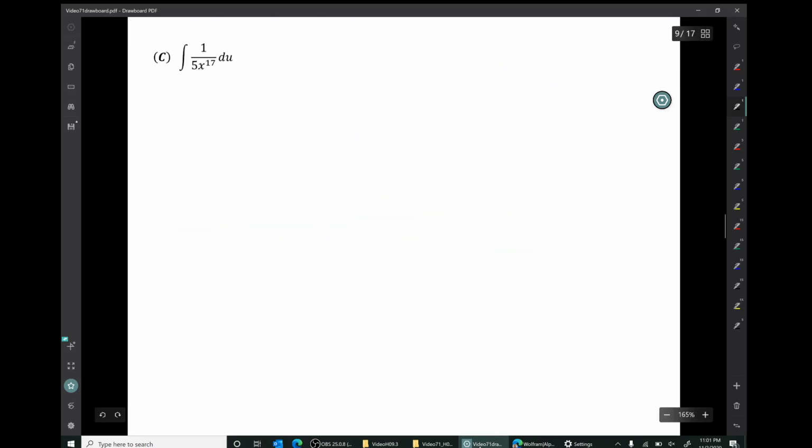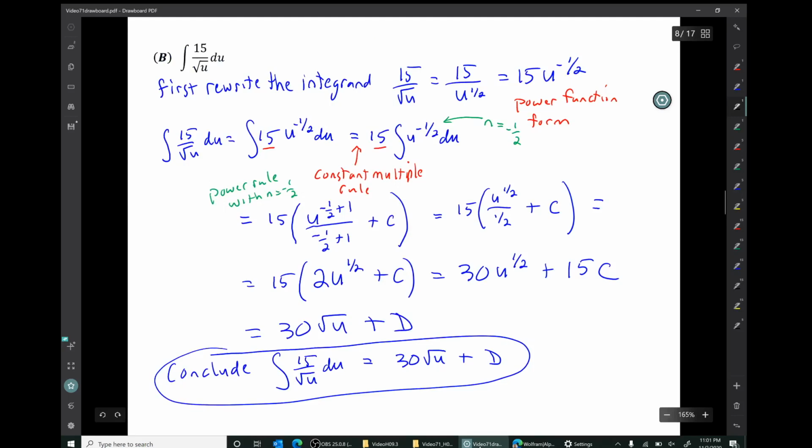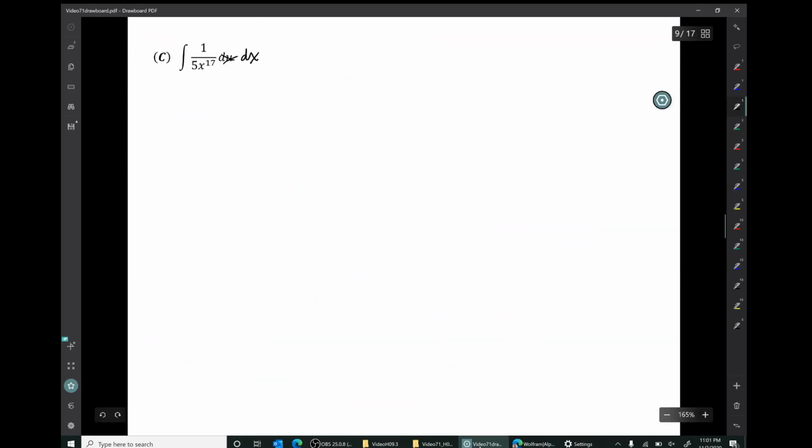Let's go on. Question C. The integral of 1 over 5x to the 17th. Well, here's another one where, and this should be dx. Notice the previous example, the variable was u. I didn't have a dx, I had a du. Now we're back to having a dx. Well, here's a problem where I have to rewrite the integrand.